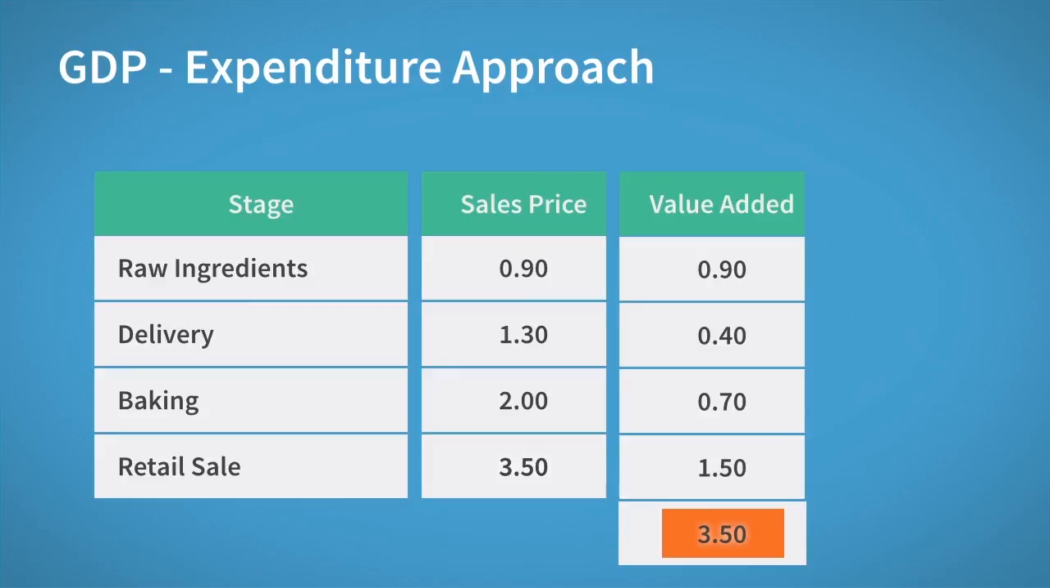Alternatively, we can use the value of final output method and sum together the market values for all final goods and services produced within an economic region. We ignore the value being added through the stages of the production process and focus on the final value of the product. From the table here, we can see that each of the two methods for calculating GDP by the expenditure method should be the same.